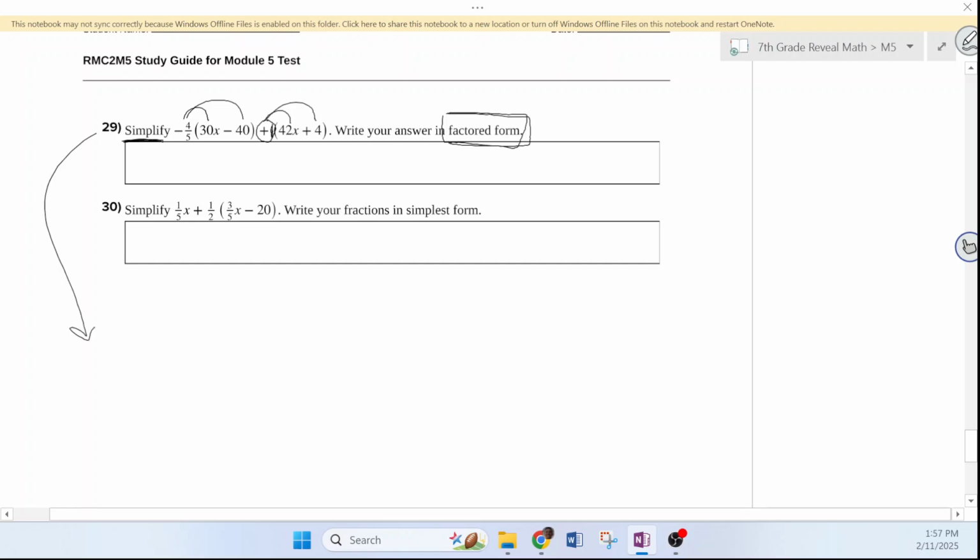So work's going to be down here. We have negative 4/5 times 30x. That's my first arrow right there. So then I got to make my whole number into an improper fraction. Now I can cross simplify. Common factors I can factor out. So that would be 5 divided by 5 is 1. 30 divided by 5 is 6. I multiply the tops and multiply the bottoms, and I get negative 24.